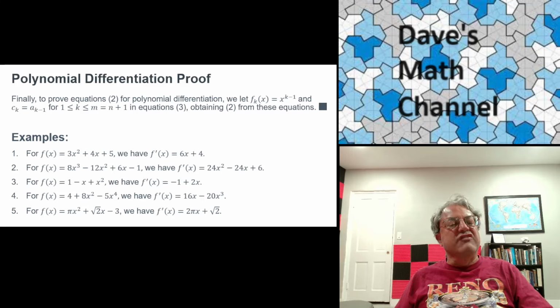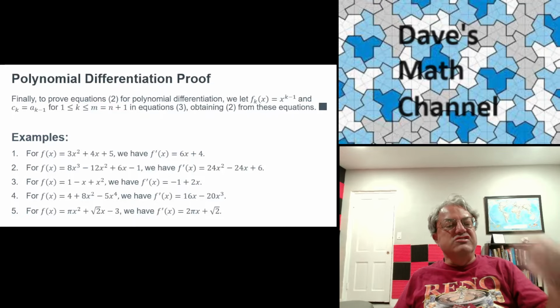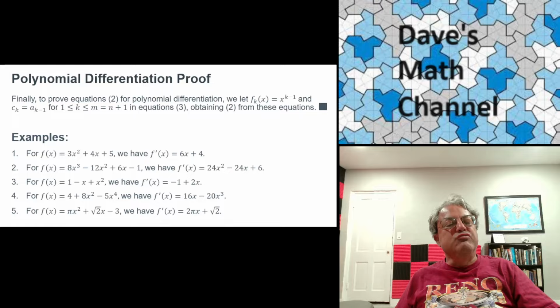But anyway, our function is f of x equals pi x squared plus the square root of 2 times x minus 3. And so we use the same rule. We multiply the constant by 2 because that's the power of x. So f prime of x is going to be 2 pi x. That's the first term. And to differentiate the second term, square root of 2 times x, remember, the derivative of x is 1. So we're just going to be left with the square root of 2. And we don't care about the constant term, minus 3. So we're done. So that's how you do that.